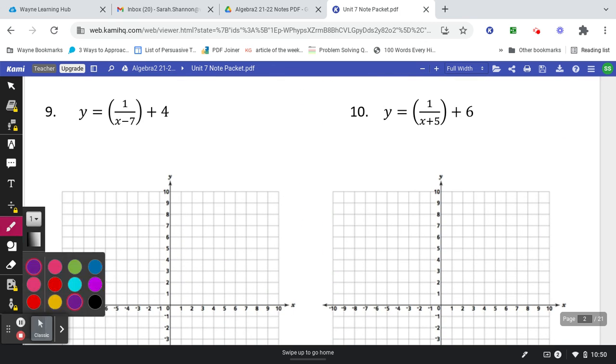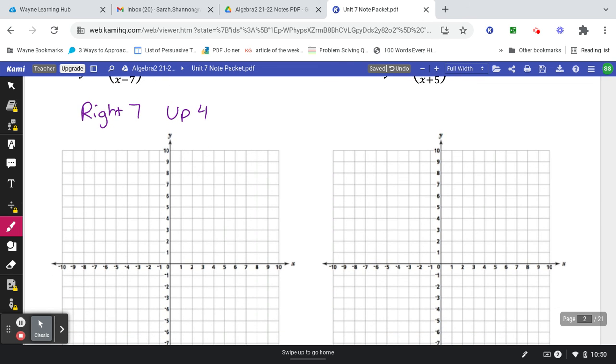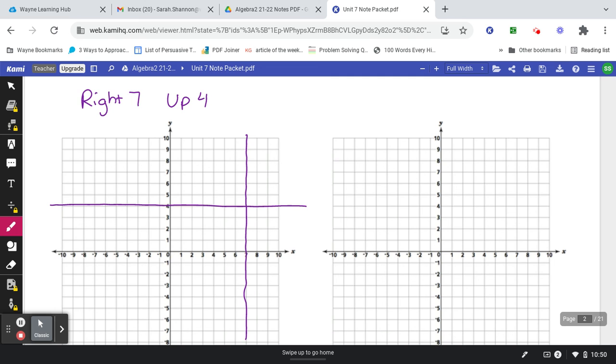Problem number 9. We're going to move right 7 for the x minus 7 and up 4 for the plus 4. So right 7 would put a line right here. Up 4 would put a line right there. And then 1, 1, -1, -1. So forward and up, backwards and down. You can extend this one longer if you want. You have more space, or you can make them the same size. As long as you have arrows at the end, remember it does continue moving on, so you can make it whatever size you need.